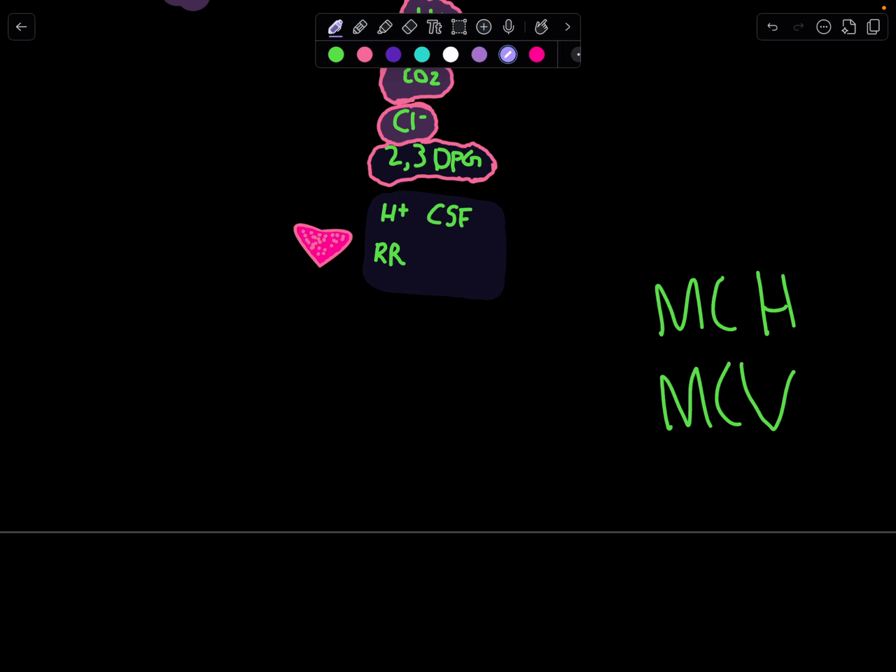Low MCH might suggest low hemoglobin, like an iron deficiency. Low MCV could point to microcytic anemia. High values might indicate B12 deficiency or other issues. Together, they help diagnose anemia types. Want to connect this to erythrocyte production or dive into anemia specifics?